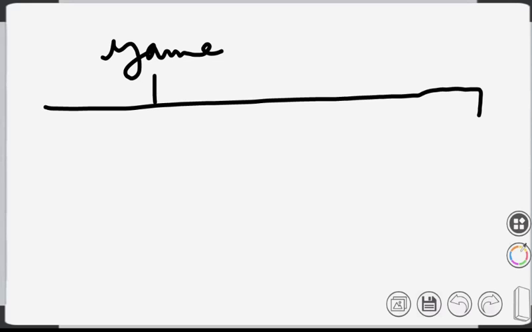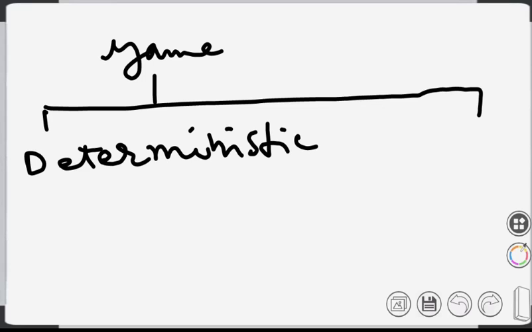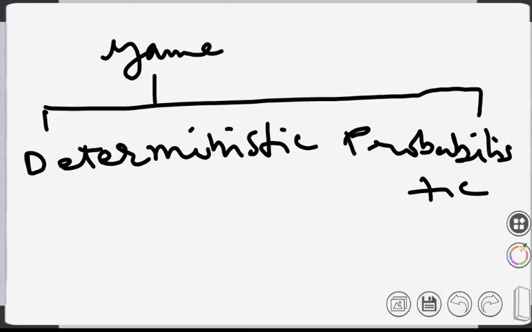Let me write it in a small manner. Games are of two types. One is deterministic. The other one is probabilistic. Deterministic game and probabilistic game. Now, what is a deterministic game? We'll come to that.